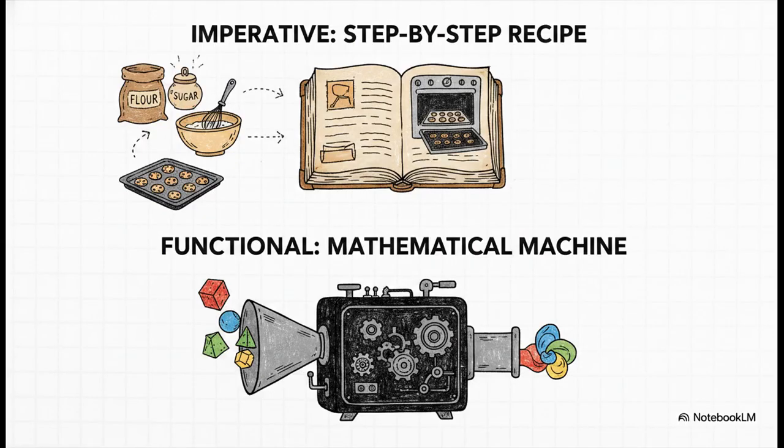Here's a really good way to think about it. Imperative programming is like a recipe for a cake. First, you preheat the oven, then you mix the flour and sugar. It's a sequence of commands. Functional programming, though, is more like a mathematical machine. You just put your ingredients, your inputs, in one end, and a cake, the output, comes out the other. You don't have to know or even care about all the little cogs and gears turning on the inside.